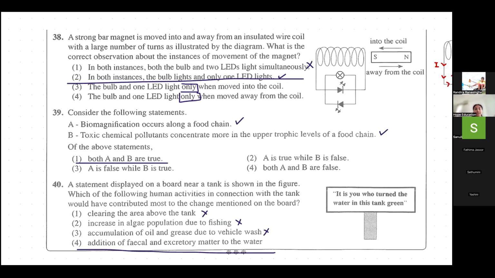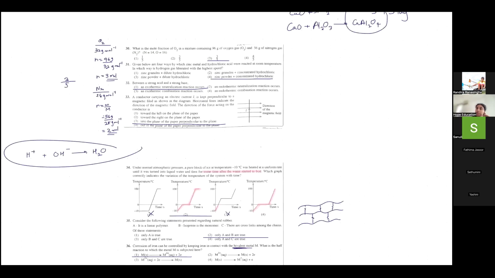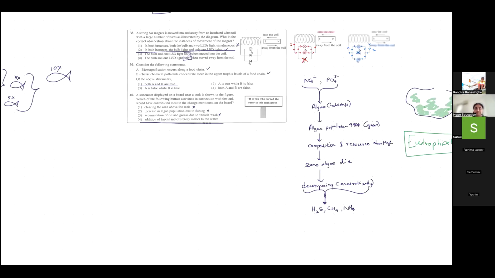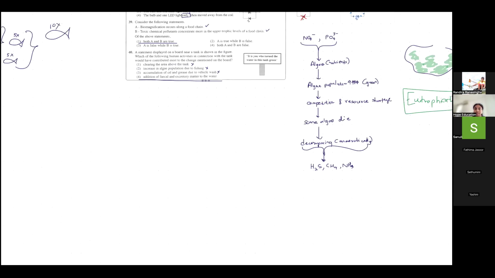That is about the 2020 MCQ. Any questions up to that point? Any questions up to that point? Others?